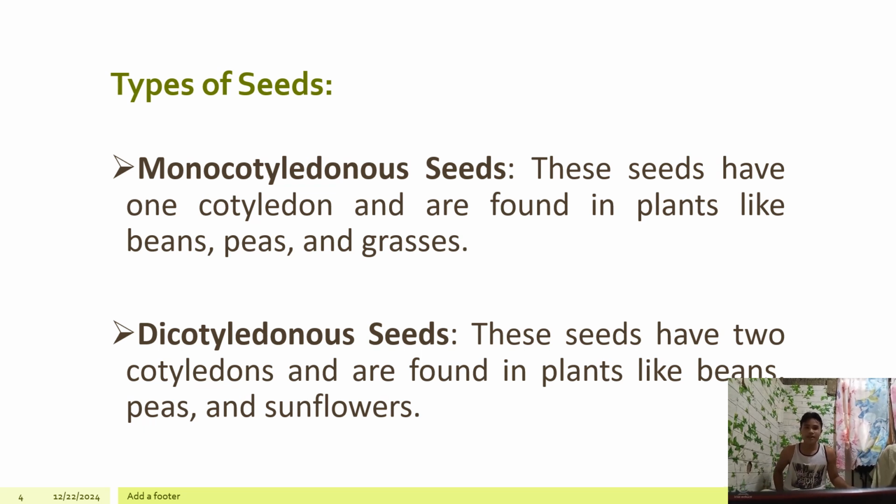Number two will be dicotyledonous seeds. These seeds have two cotyledons and are found in plants like beans, peas, and sunflowers.